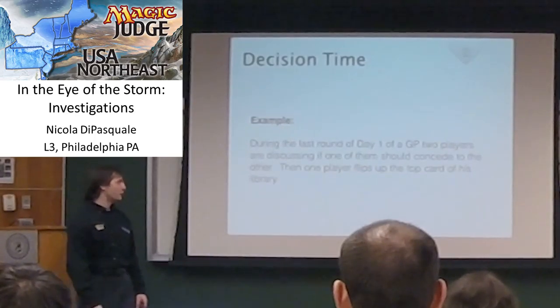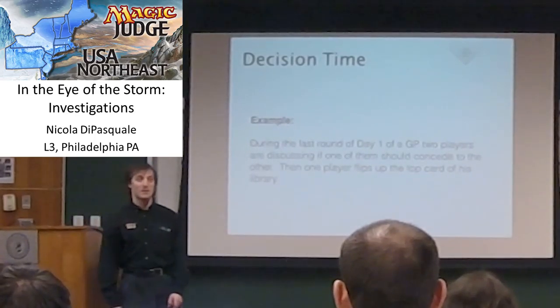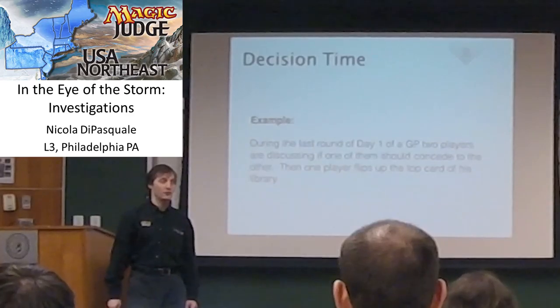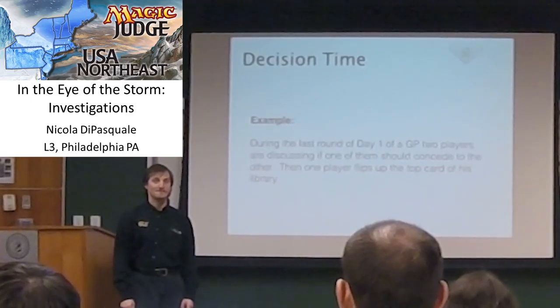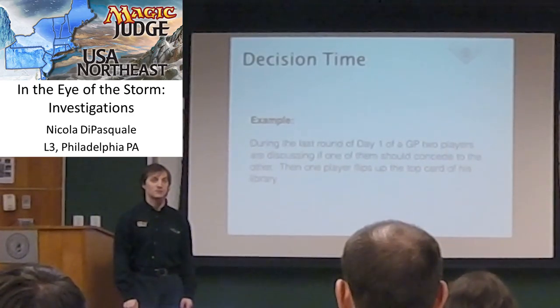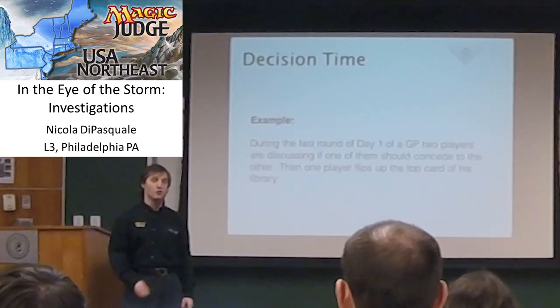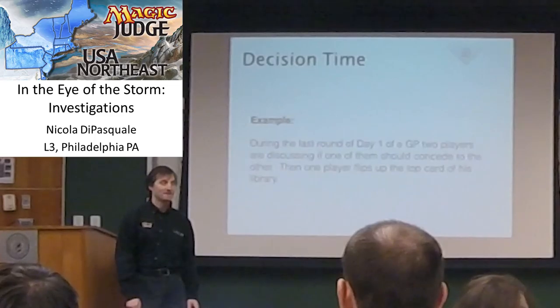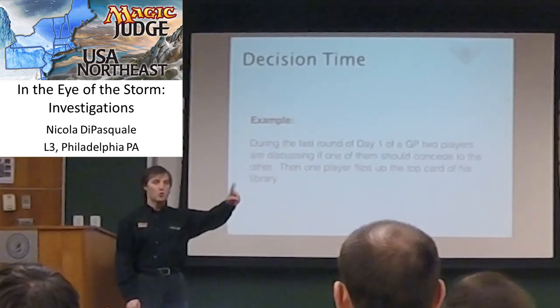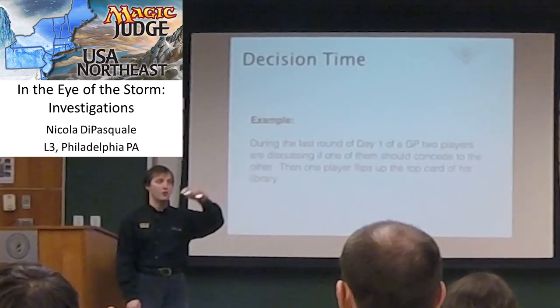So now we have this one here. During the last round, day one of a Grand Prix. So this is who makes it into day two, who earns money. Players are discussing if one of them should concede to the other, and then one player flips up the top part of the library. Who here would disqualify these players? When did this happen? Before or after the change?